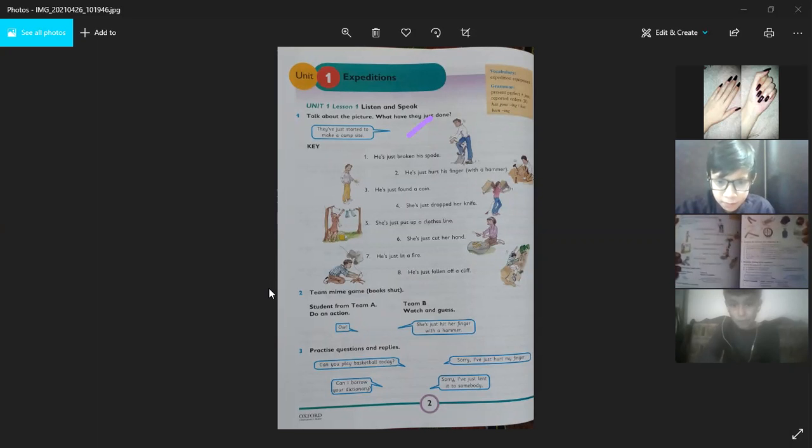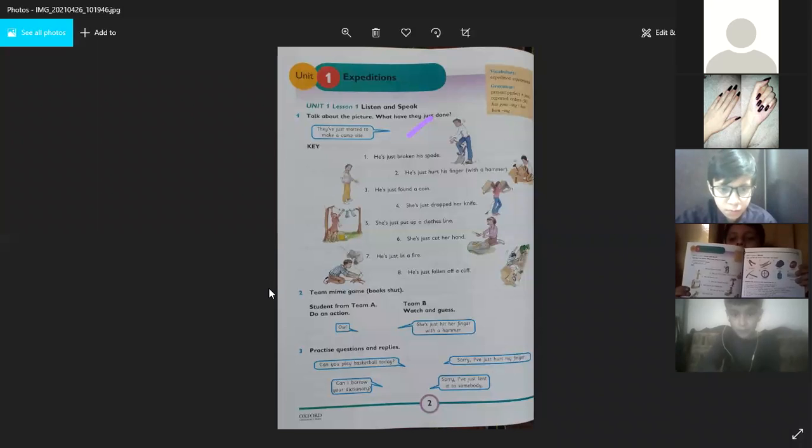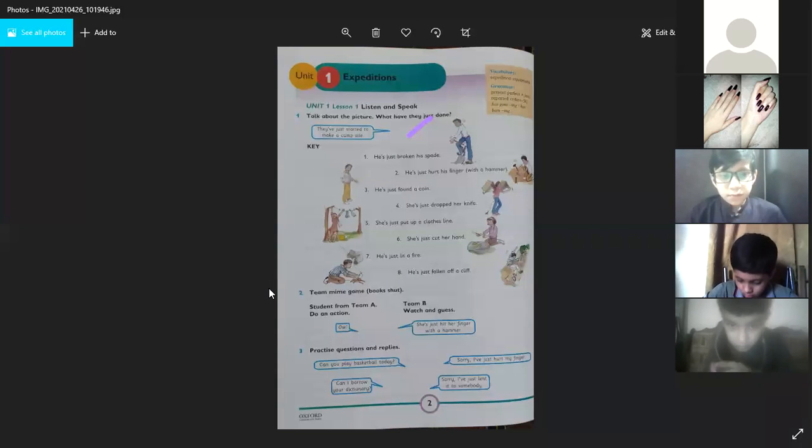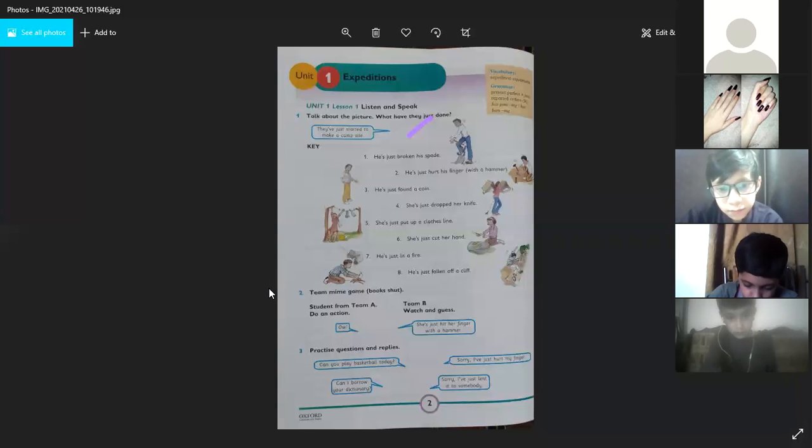Okay, take out this book, page number two. Unit number one is expeditions. What does expedition mean? This is your learning and reading and listening chapter. Okay. So, first of all, I am telling you orally, just write down the meanings of expedition.